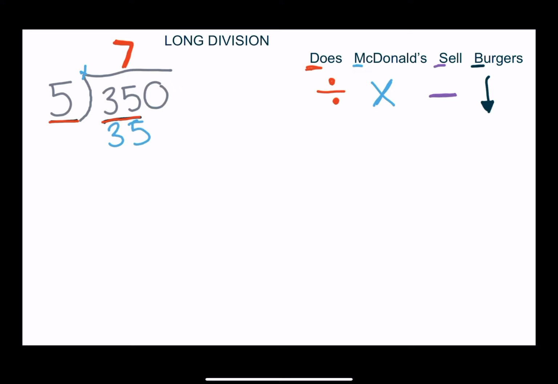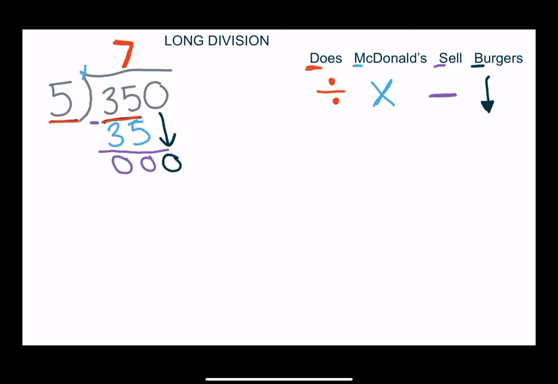After multiplication, it says I have to subtract. So I'm going to subtract 35 minus 35. 5 minus 5 is 0. 3 minus 3 is also 0. My next step is to bring down. I need to bring down this 0 here.